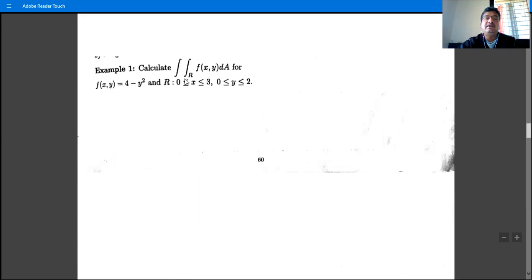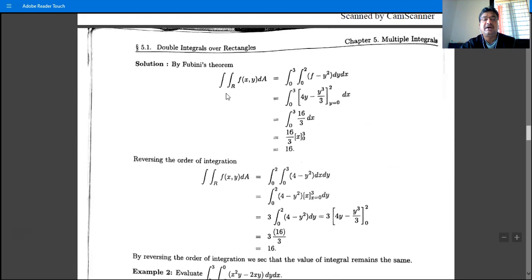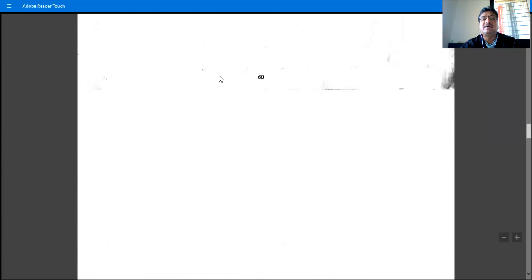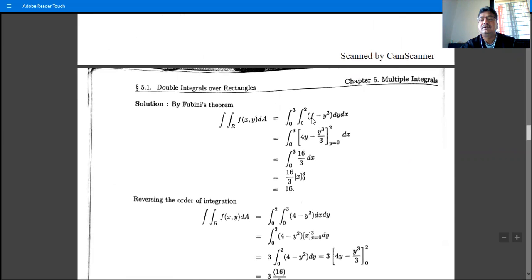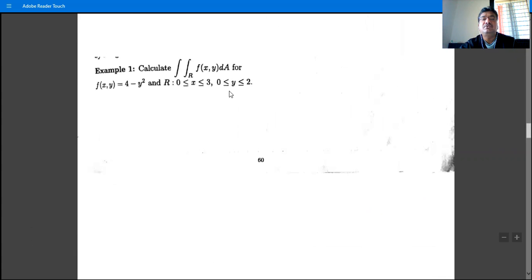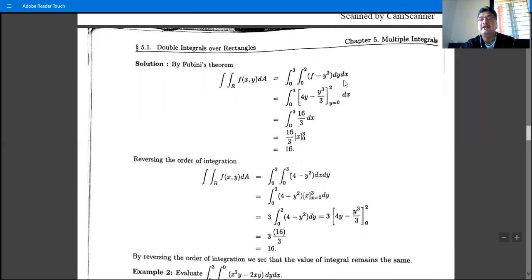Next problem: calculate the double integration over R of f(x,y) dA, for f(x,y) is 4 minus y square, where x runs from 0 to 3 and y runs from 0 to 2. So the double integration over R of f(x,y) dA is equal to the integration from 0 to 3, 0 to 2, of 4 minus y square, and the limit 0 to 2 is on y, so write dy.